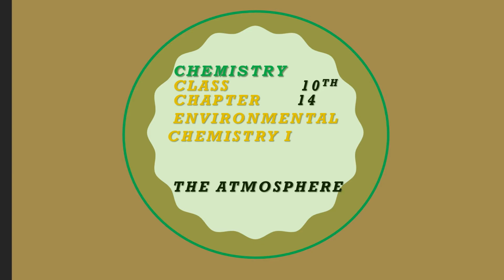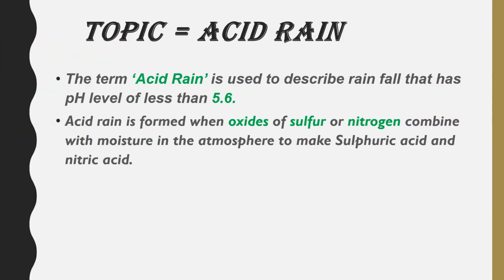We are again here in chemistry, class 10th, with the same chapter number 14, Environmental Chemistry 1, Atmosphere. Today's topic is acid rain and its effects on the earth environment. What actually is acid rain?